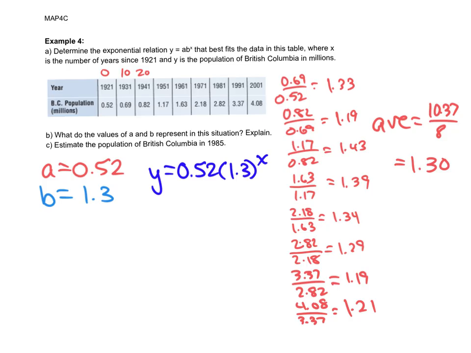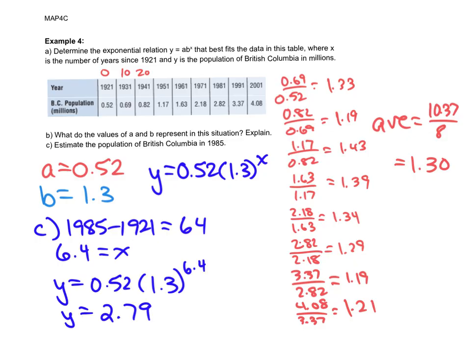So how many years have passed in 1985 from 1921? Remember, we are doing these in decade chunks, so we're going to have to divide that 64 by 10, and this is going to match our chart. When we pop that into a calculator, we get 2.79, which if we look in here is not unreasonable. Looks like it's around there, right? Because we had 2.82 in 1981. I realize that it's going up, but we're also averaging, because we have to look back and see that some years were bigger growth than others, and so not too bad.